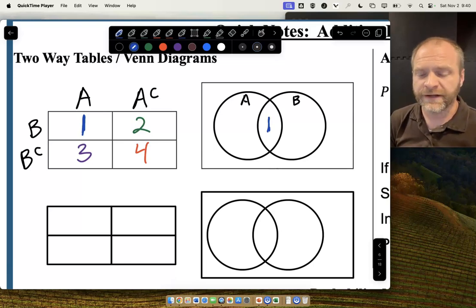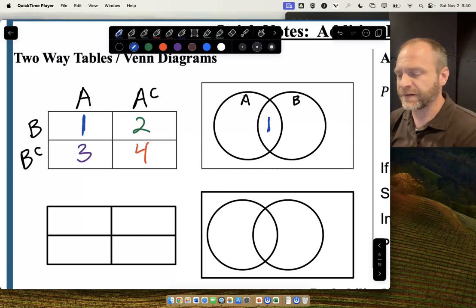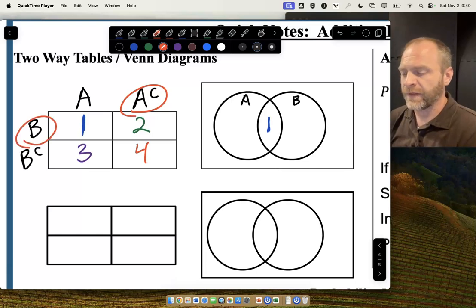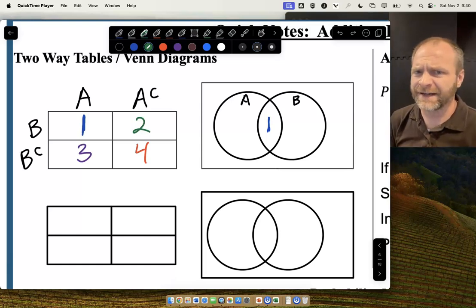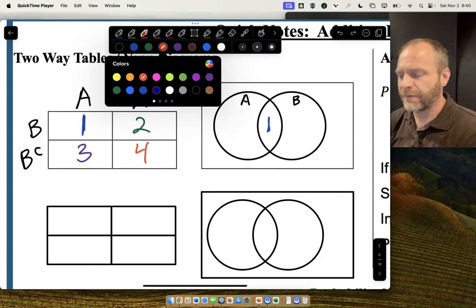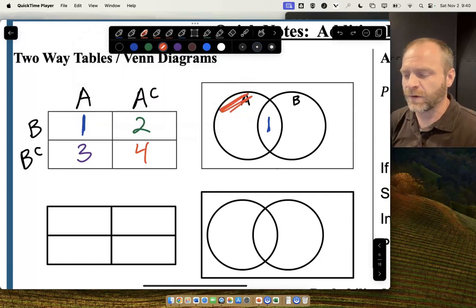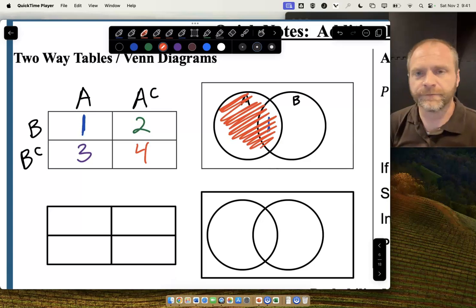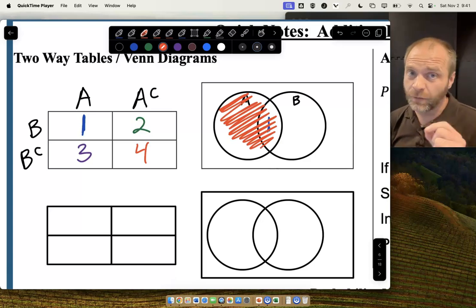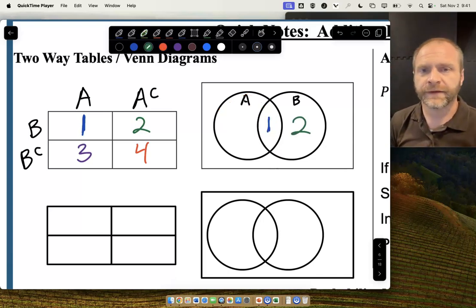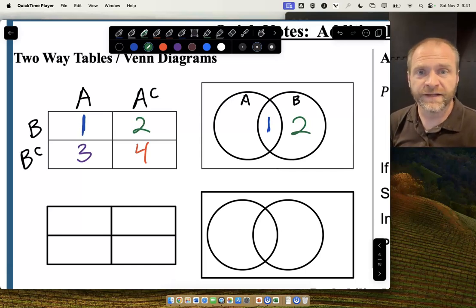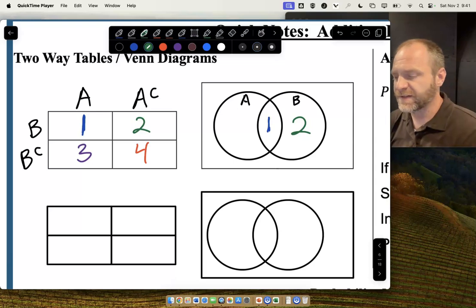So let's find out where is A complement and B? Well, that would be the number 2. So A complement means not in A. If I want to do not in A, I don't want to be anywhere inside that circle. So not in A, but I still want to be in B. So in that case, it would be this part of the circle right here. So there we have not in A, but in B is going to be that area where I have the 2.